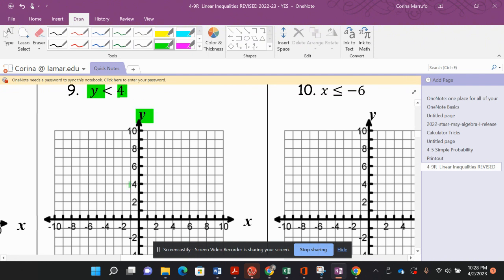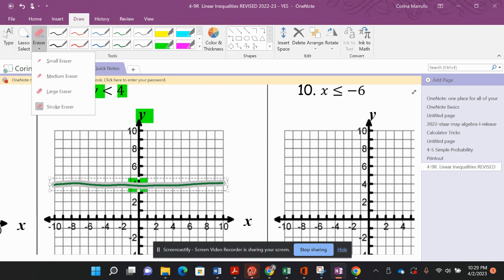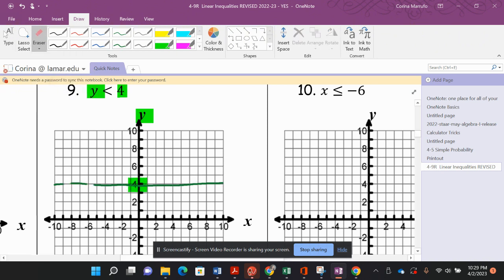So here's my y-axis. We find 4, and we are going to make a horizontal line. So I'm going to try my best to make a straight line on here, but it's going to be kind of hard. So we make a horizontal line. But because it doesn't have the equal to sign, I am going to make it a dashed line. So I'm going to go back and erase just little sections here.